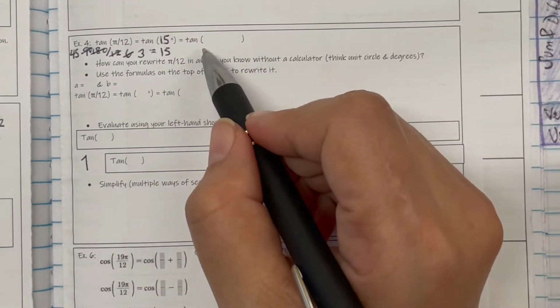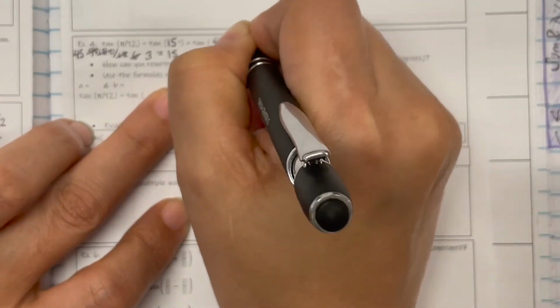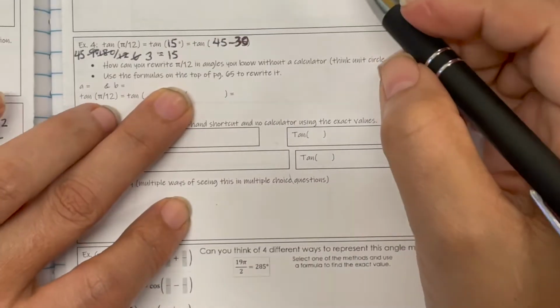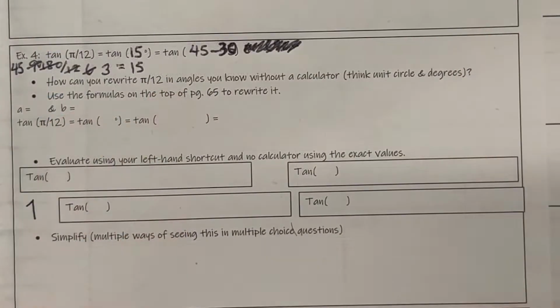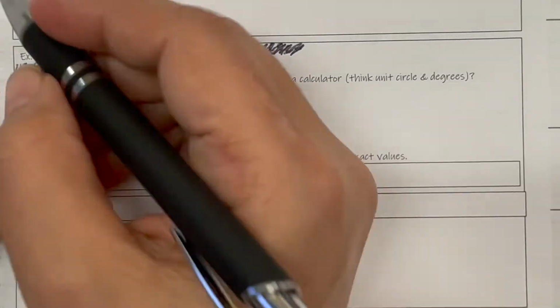And how do I get that? Tan of 15 with a subtraction sign: 45 again, minus 30. This is a listening check. Color in 45 minus 30. Okay, so now my A is 45, my B is 30.